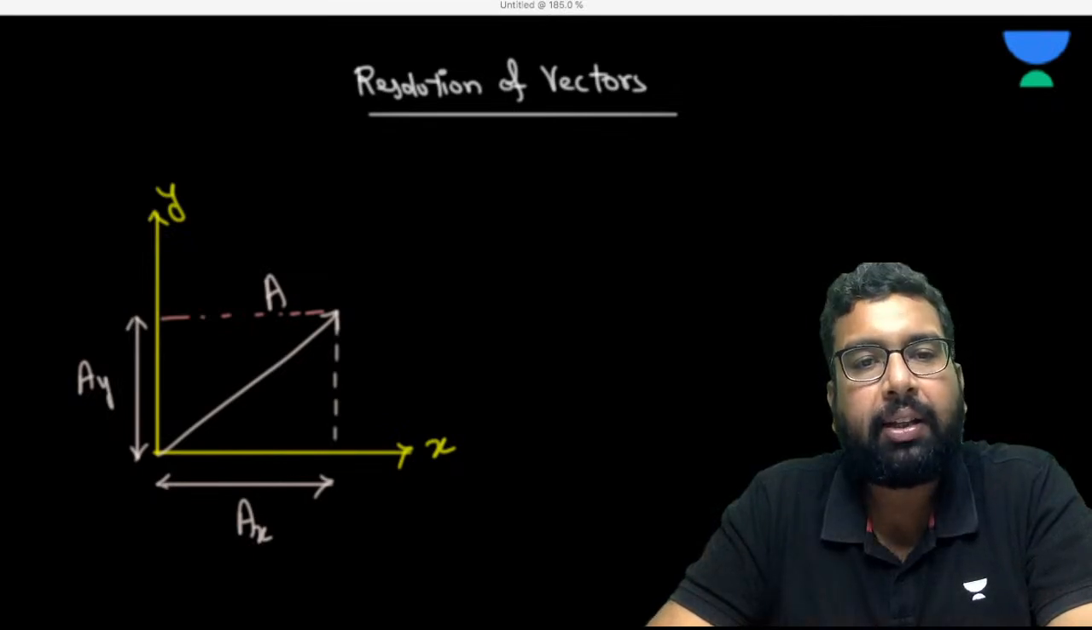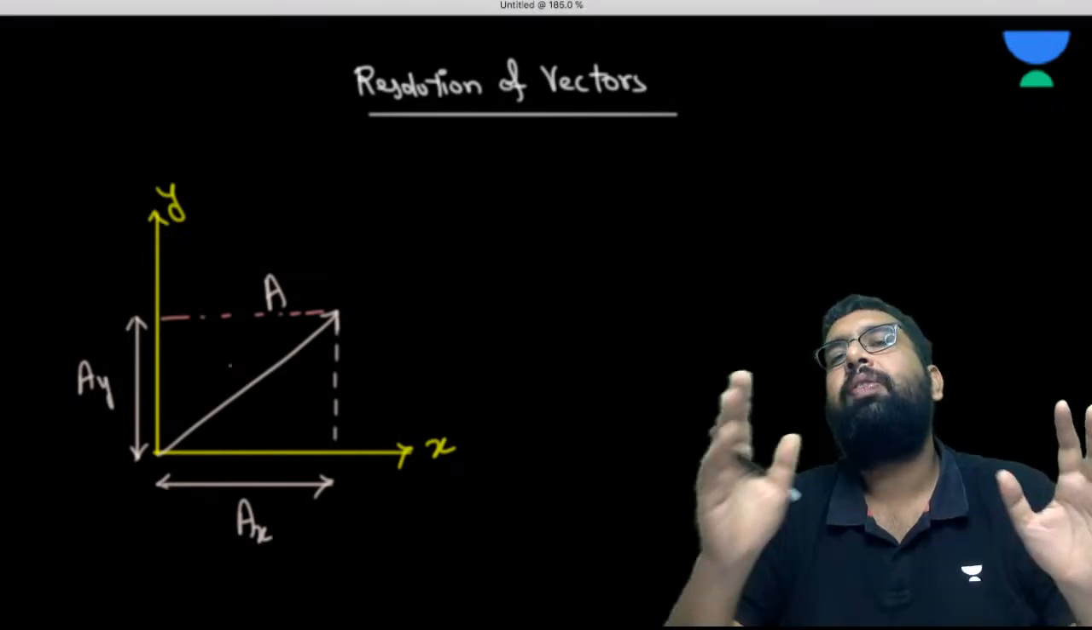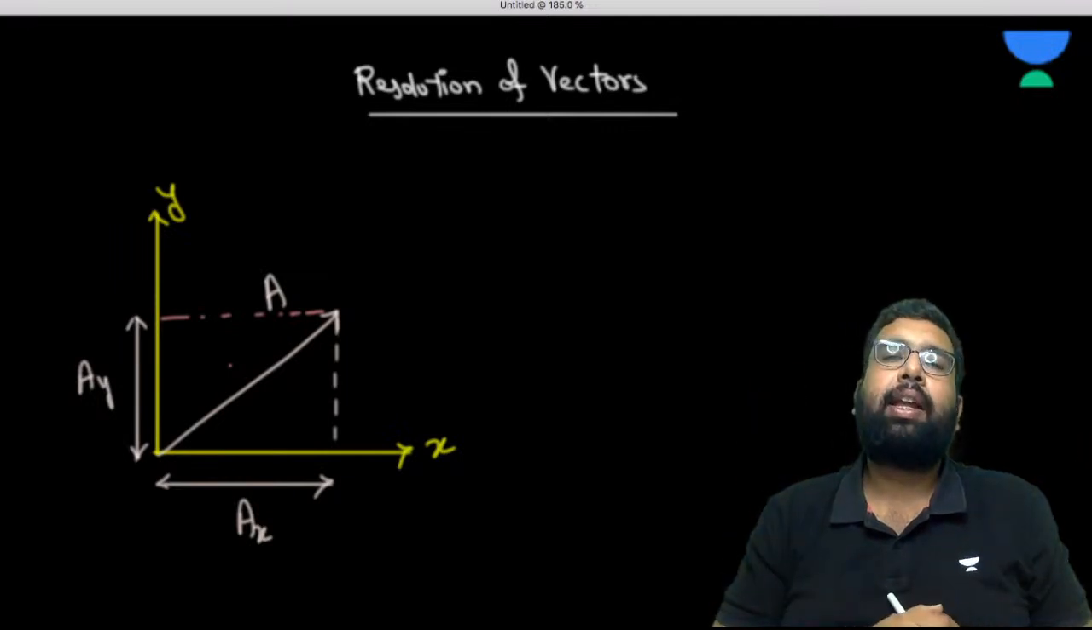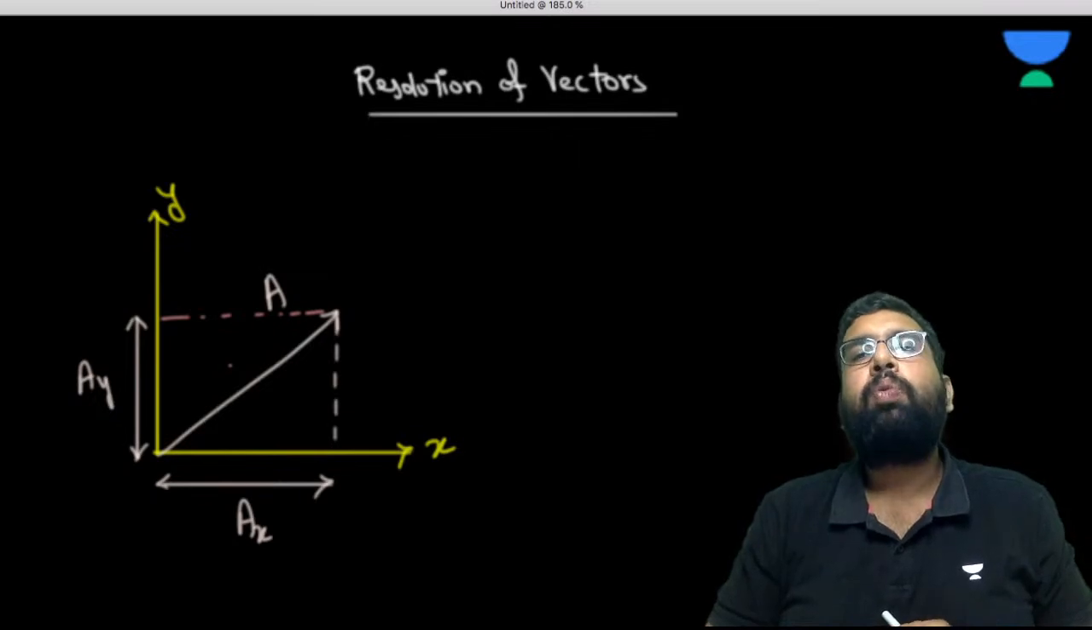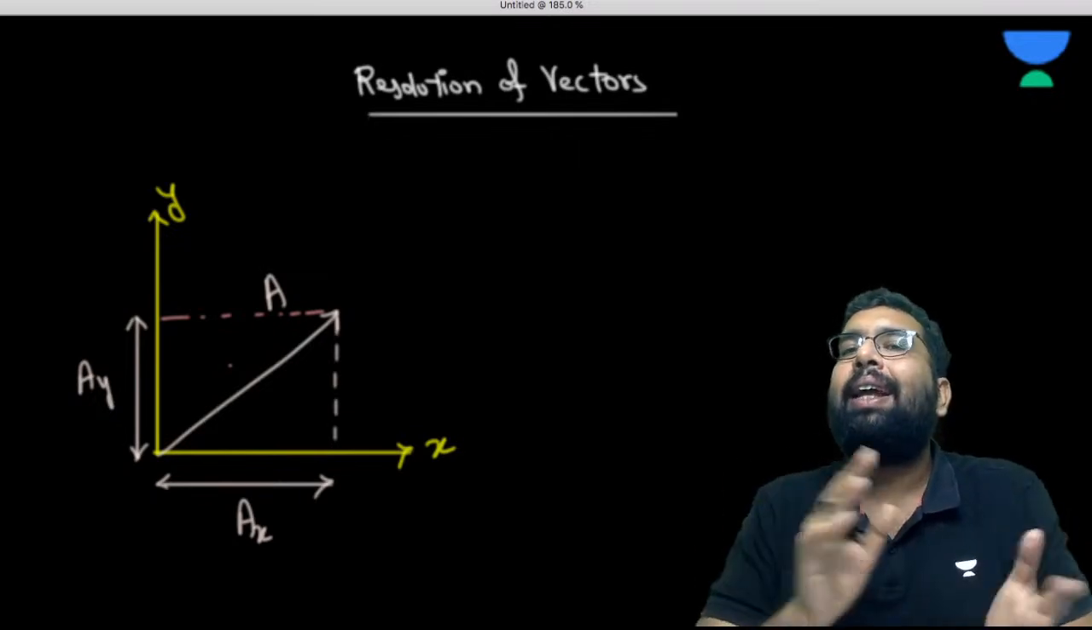So we have this. Now see, when we are moving in both x and y direction, that means we have moved in both x and y direction.